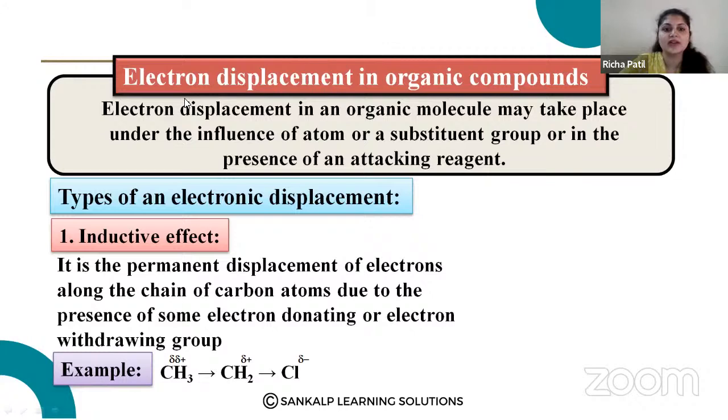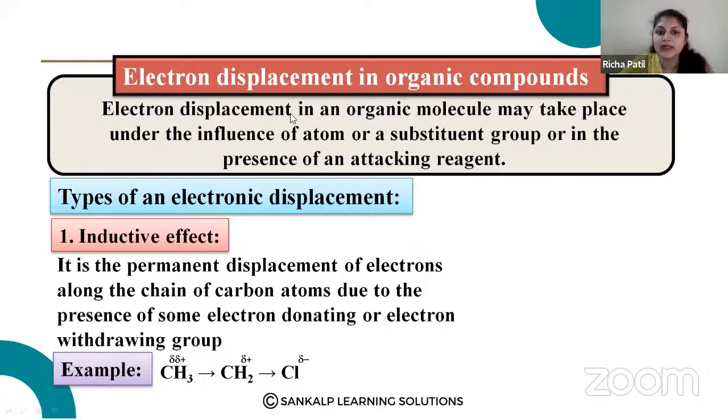So, next we'll start with electron displacement in organic compounds. What do you mean by electron displacement? Electron displacement occurs when electrons move towards one side or part of a molecule. So electron displacement in organic compounds: we are discussing the electron movement in an organic compound.